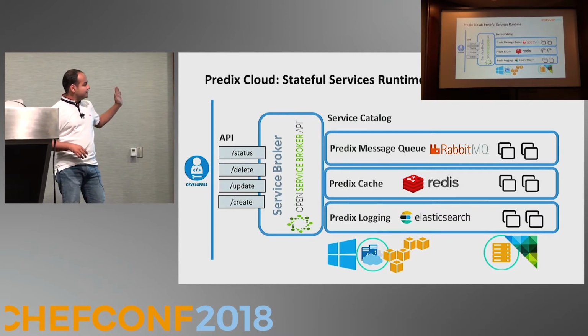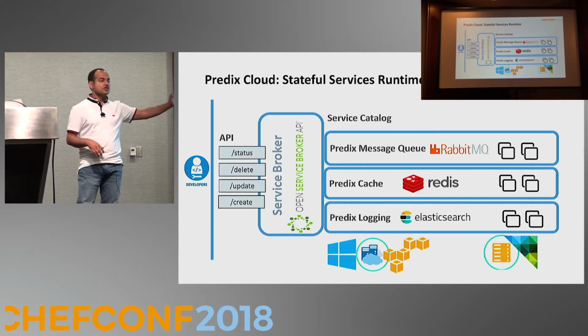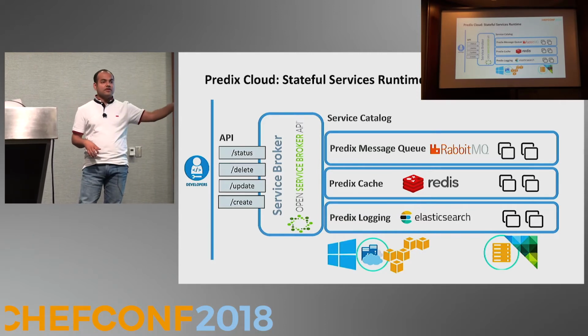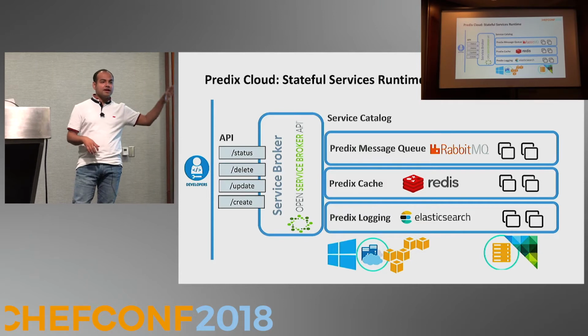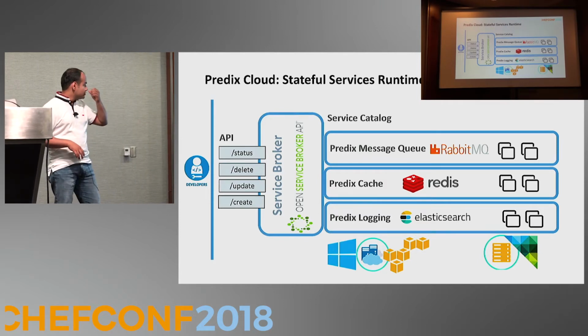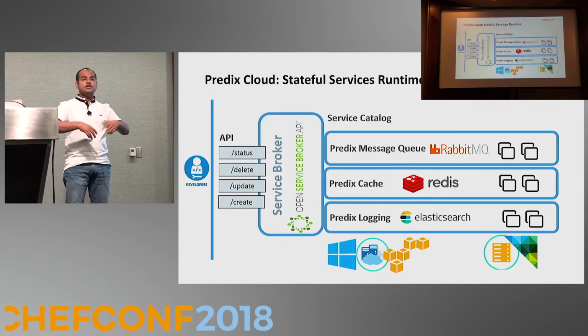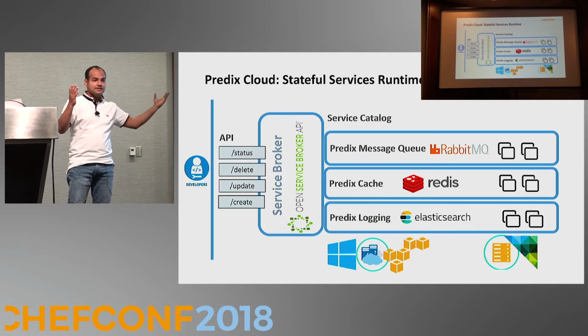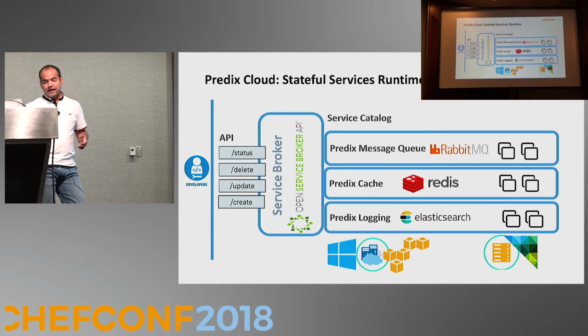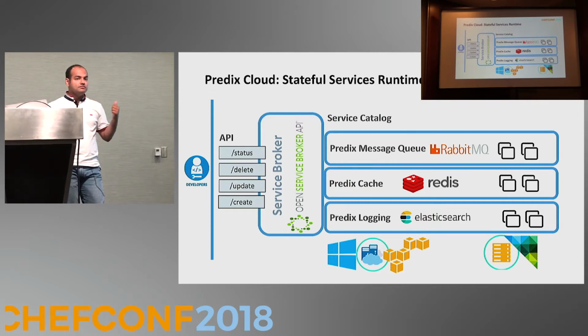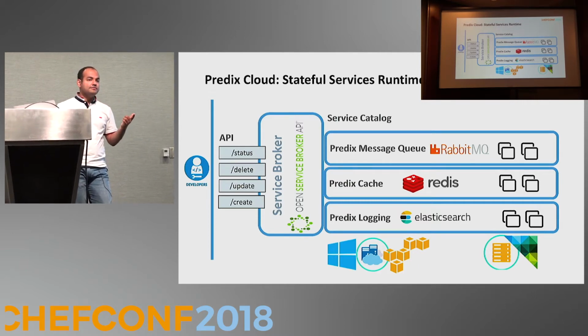Behind the scenes, we take care of all the infrastructure creation, service configuration, up and running, backup, restore, everything. So for the developer, it's just the API. Hey, can you give me a Redis? I don't know how, but give me a Redis. This is how it works, right? And as I said, it works on Amazon, Azure, and on-prem with vSphere. So this was our use case.